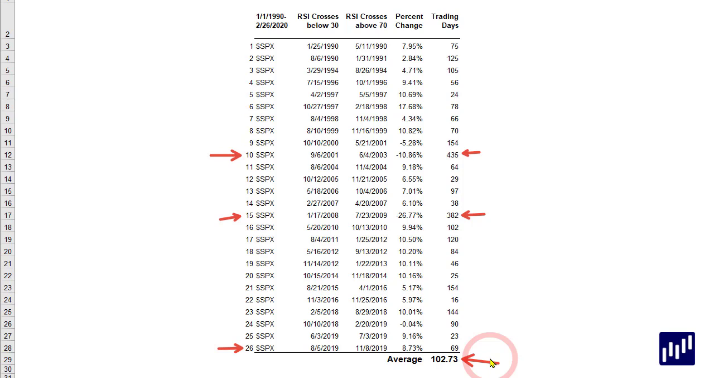Sure, it ranges from a month to several months to over a year because these are trading days. So 100 days is about 5 months. But I would think it would take a couple of months at least for the market to recover. And so let's look at these individual instances and what happened.